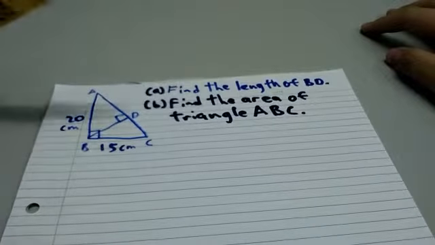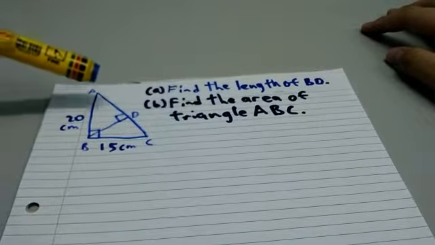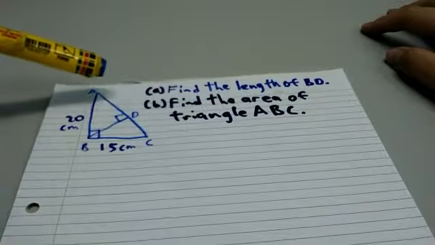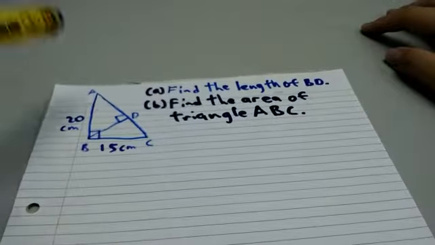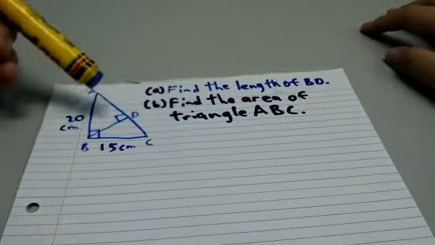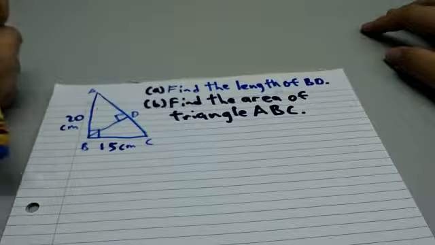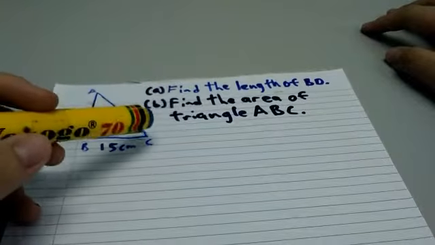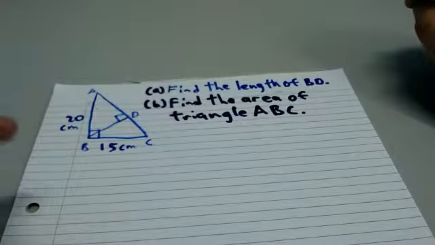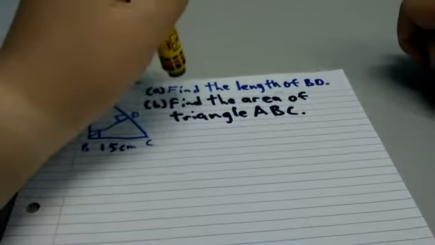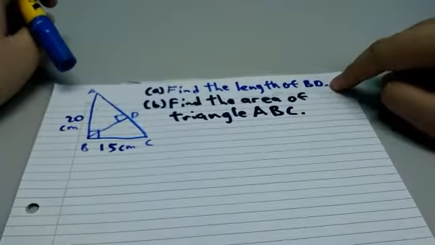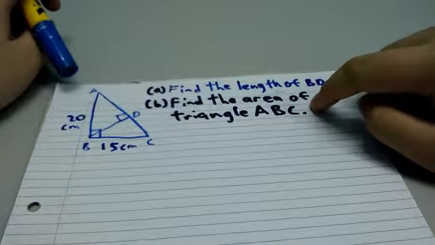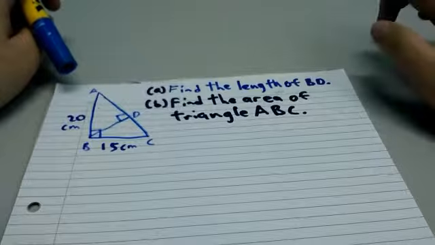So here's the question. I have a triangle ABC, and it's a right angle triangle, and the length of BD is perpendicular to line AC. So the question is, they want you to find the length of BD and the area of triangle ABC.